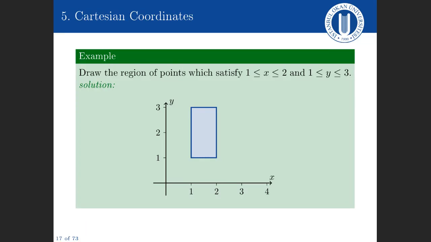Draw the region of points which satisfy x is between 1 and 2, y is between 1 and 3. x equal to 1 is a vertical line like this. x equal to 2 is another vertical line of all the coordinates x equal to 2. y equal to 1, all of the points where the y coordinate is equal to 1 is a horizontal line, and y equal to 3 is another horizontal line. We want all of the points which are between these four lines. In other words, we want this blue rectangle.